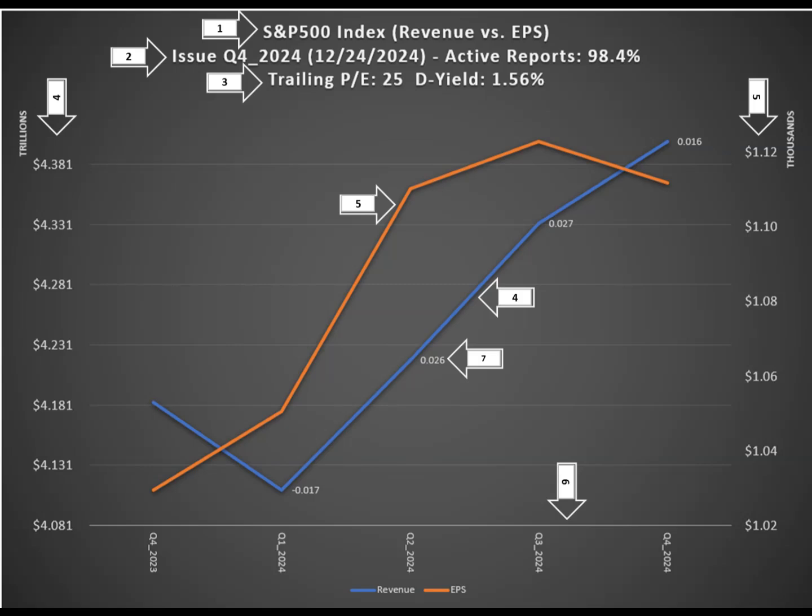Please note, the date a company's results are submitted to the SEC will determine which calendar quarter its results are reported in, even though that company's internal fiscal quarter may differ from the standard calendar quarter. Number 7, the quarterly change in revenue, in percentage. And now, onto the charts.